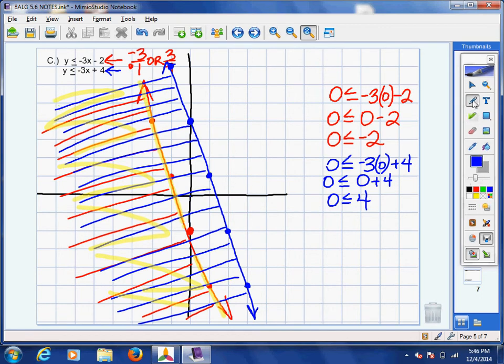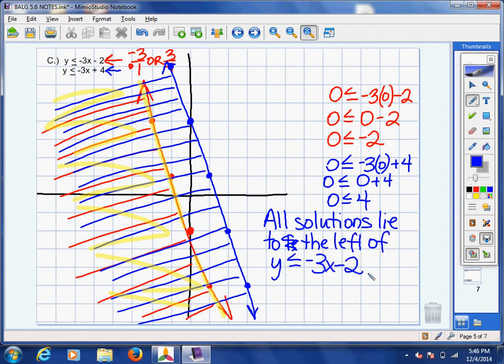So if I were to describe the solutions to this system, I would say all solutions lie to the left of, and that red line is y is less than or equal to negative 3x minus 2. That's where all the solutions are for the whole system, starting with the red line and going to the left.